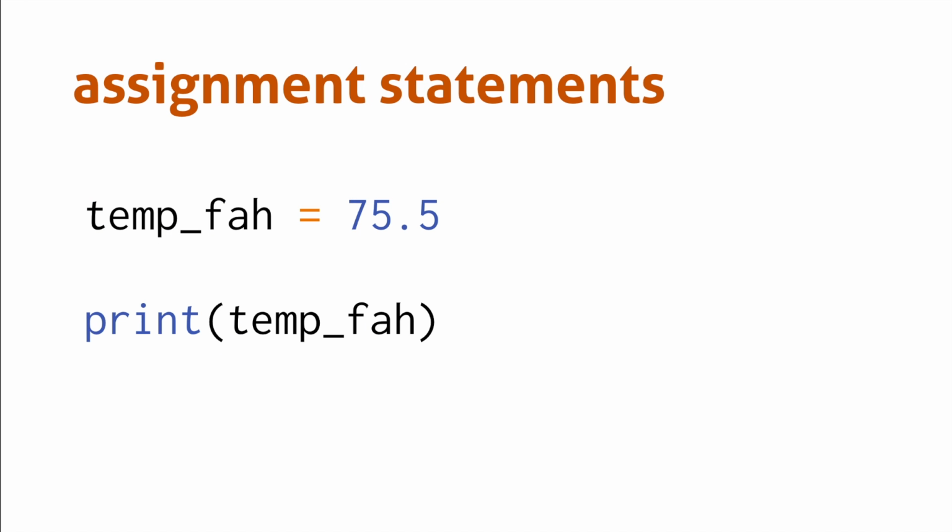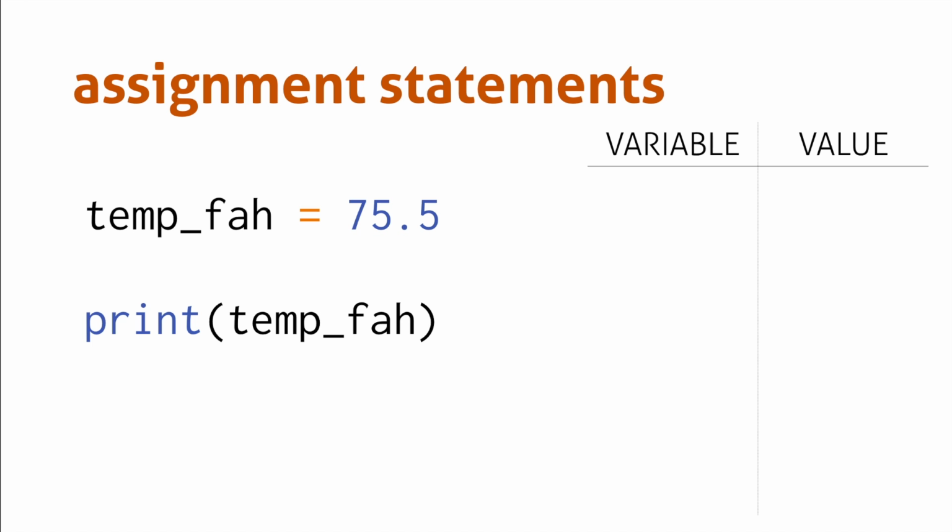To assign a variable, you type the variable name on the left hand side. So here I have a variable named temp_f, and then we type equals, and then we type whatever value we want to assign that variable to. If we want to use the variable, then we just write the variable name. So here we're assigning temp_f to 75.5, and then we're printing temp_f, which would print 75.5.